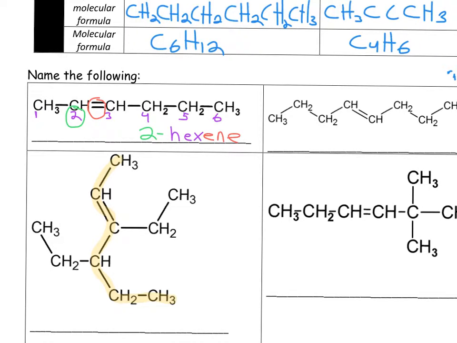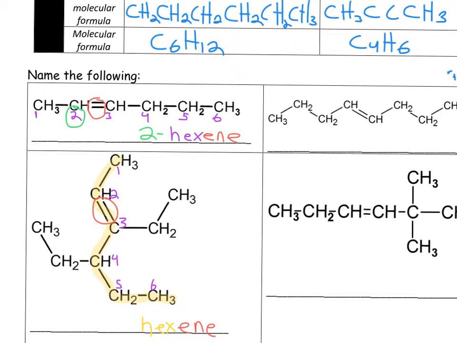You want to number them in a way so that the double bond or triple bond has the lowest number possible. So we're going to start with 1 here because that gives our double bond a number of 2. If we started numbering down here, our double bond would be at 1, 2, 3, 4, at carbon 4. So we're going to use these purple numbers. To name it, again, you have 6 carbons, so you have hex. You have a double bond, so it's hexene.